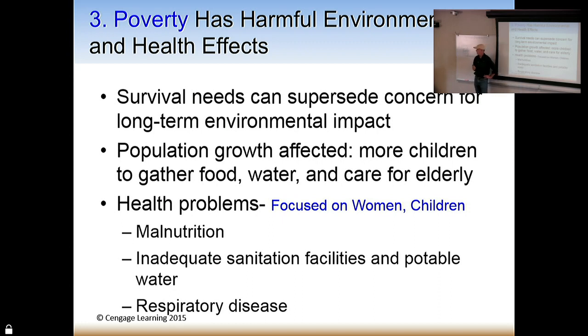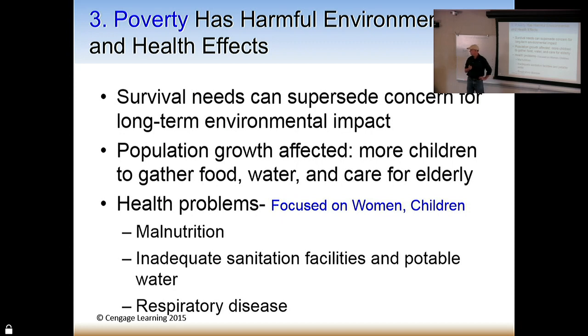So other things is poverty. When you're in poverty, survival needs to supersede concern for long-term environmental impact. You're only worried about getting enough food, right? If you live next to a forest in Africa, you're going to kill that antelope and use what's called bush meat if it's going to help you to survive. You're not going to say, oh no, we're destroying that particular population of duiker or whatever it is, right?